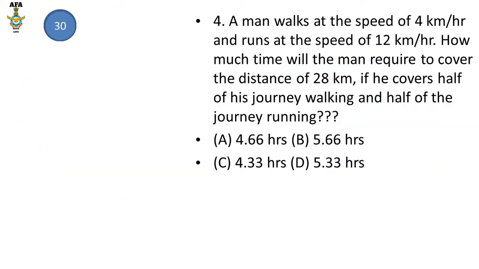Now try to solve question number 4. A man walks at a speed of 4 km per hour and runs at a speed of 12 km per hour. How much time will the man require to cover the distance of 28 km if he covers half of his journey walking and half of his journey running? Okay, very easy question. Try to solve this question.